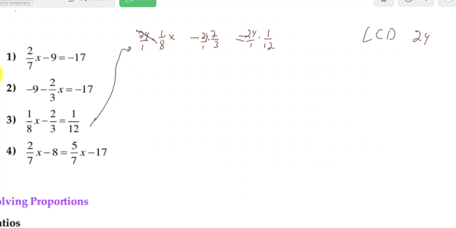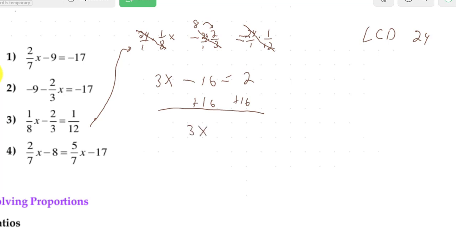So the 24 over 8 becomes 3, so I'm left with 3x, because 24 divided by 8 is 3. Minus this 24 divided by 3 becomes 8 times 2, because 24 over 3 is 8. 8 times 2 is 16. And then 24 over 12 is 2. So when I finish the problem, I add 16 to both sides, and I'm left with 3x equals 18. Divide everything by 3, and you get x equals 6.